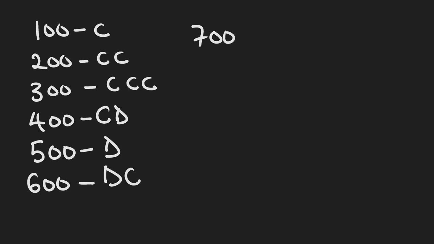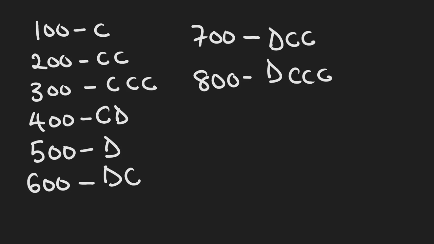700 is going to be 500 plus 200. Can you see? 800 is going to be 500 plus 300. Then what of 900? Do you think it's going to be D? Of course, no. Because 1000 is written M.